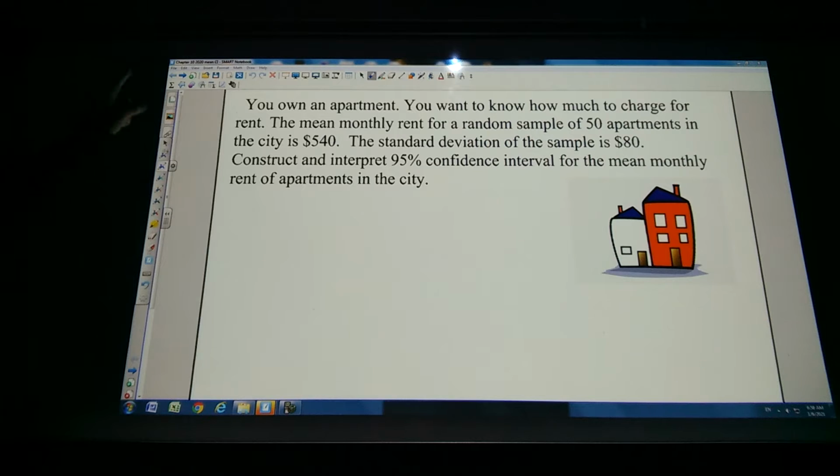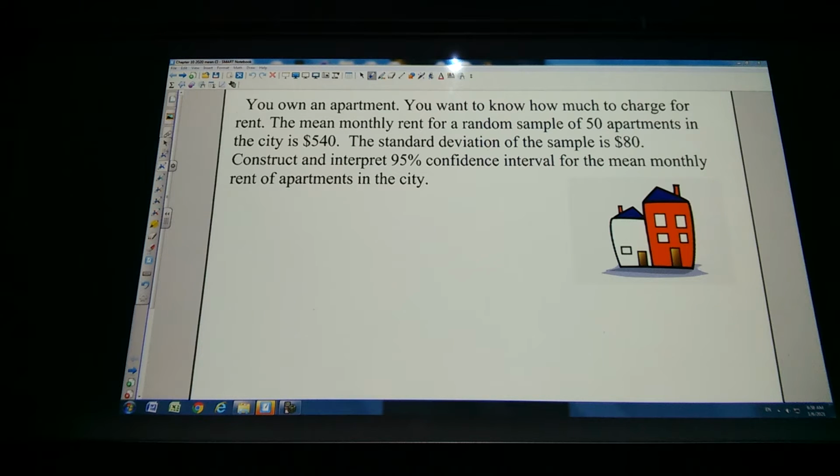We are going to construct and interpret a 95% confidence interval for the mean monthly rent for an apartment in the city. This semester, lots of problems, not all, but lots of problems, are going to look something like this, and they're going to follow a four-step process. 4 steps, answer, and give everything we need.